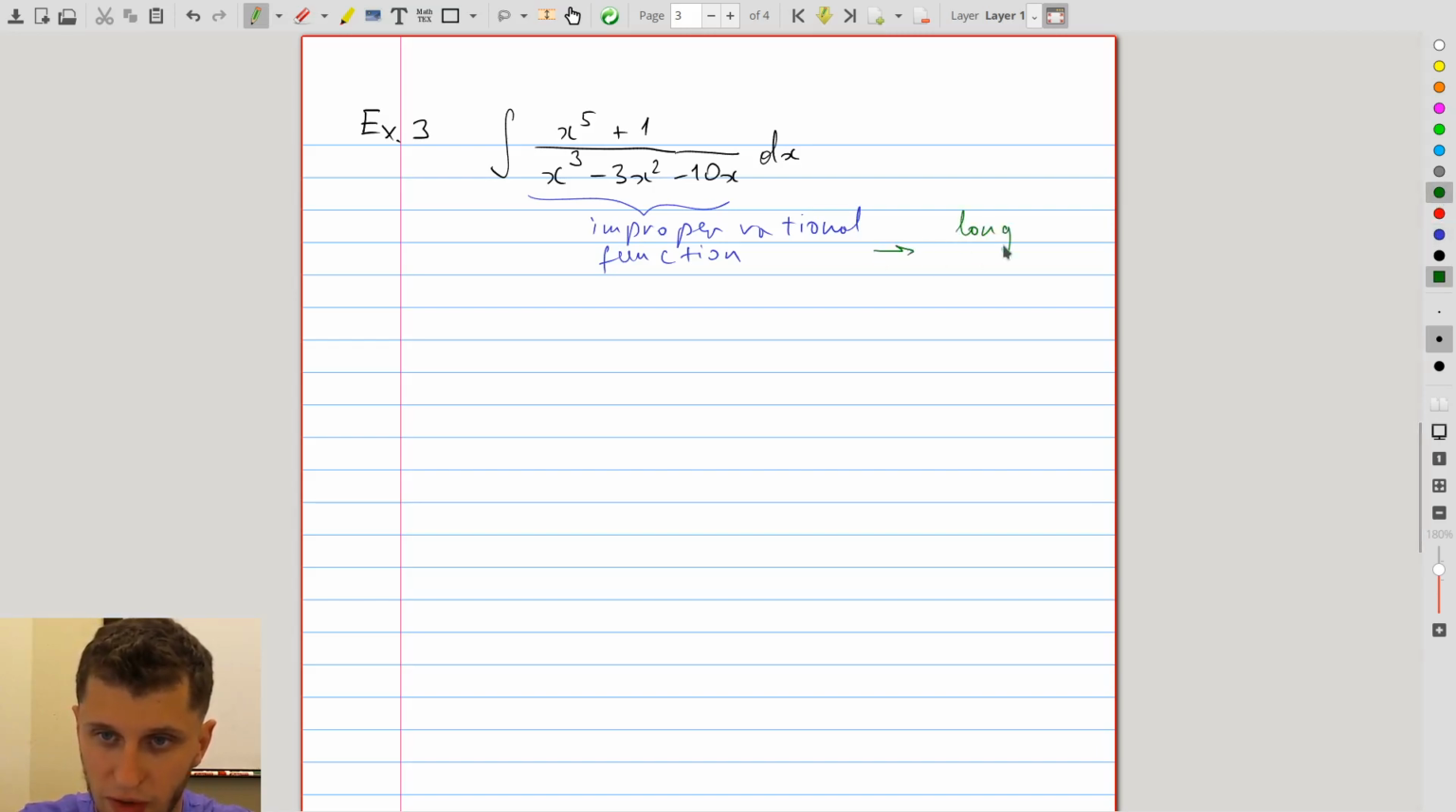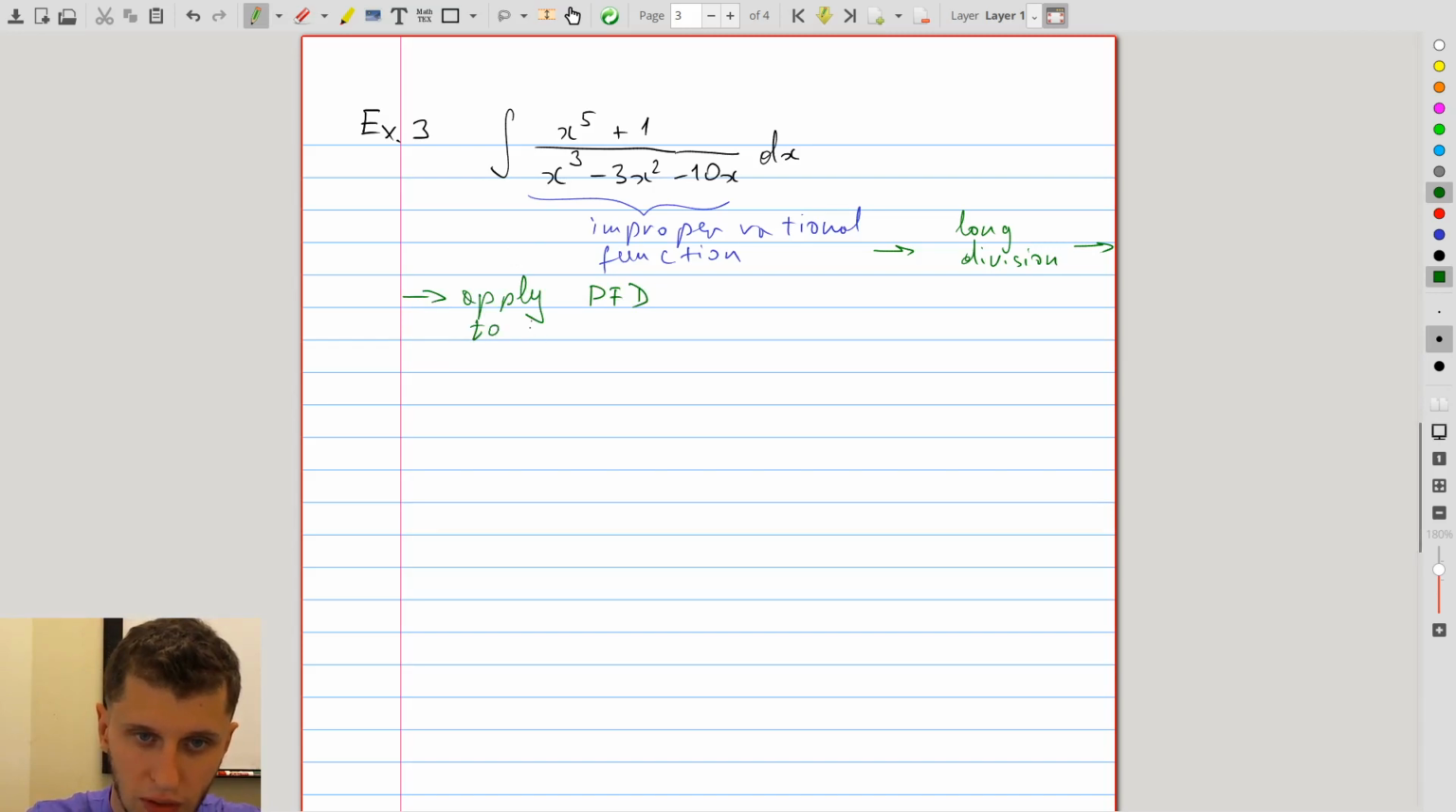First, you want to apply a long division. And then, once you did that, apply partial fraction decomposition to the proper rational function.